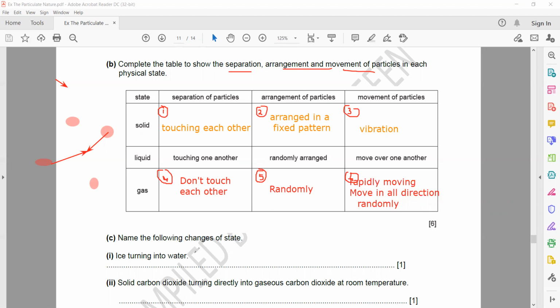Name the following changes. Ice turns into what? Turning to water. What do we call a solid carbon dioxide turning directly into a gaseous carbon dioxide? We call that sublimation.